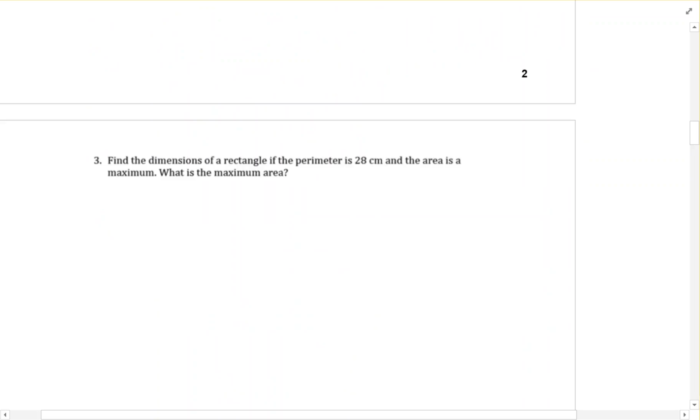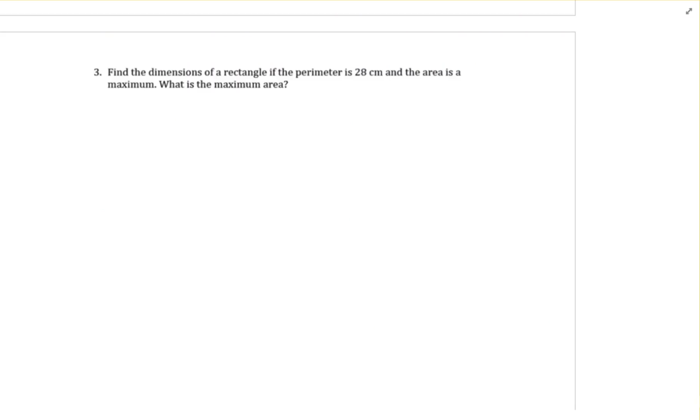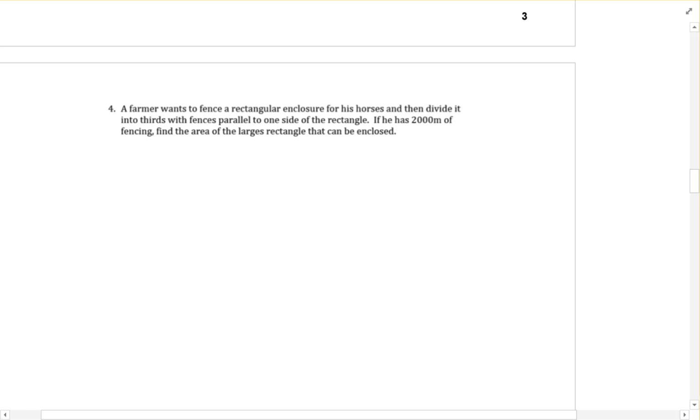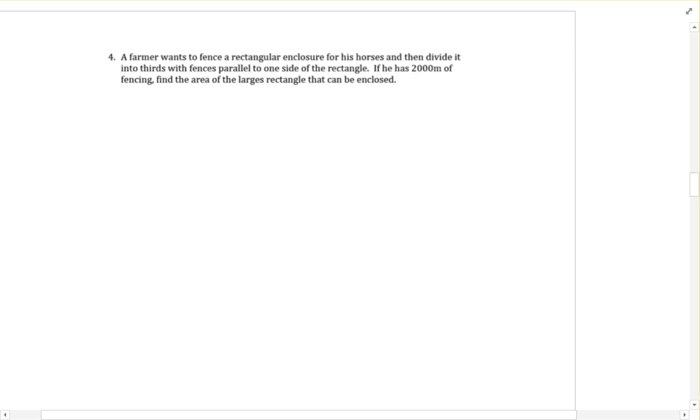Okay, number 3. I'm going to let you guys do number 3 as well, because I'm going to do number 4. It's a little bit tougher, so you guys can go back and do that. So number 4. A farmer wants to fence a rectangular enclosure for his horses and then divide it into thirds with fences parallel to one side of the rectangle. If he has 2,000 meters of fencing, find the area of the largest rectangle that can be enclosed.